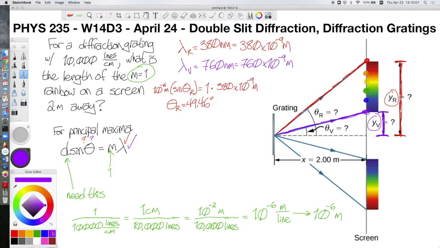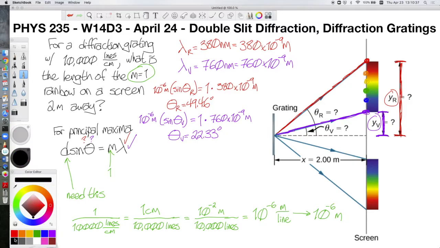Then we can do something similar for violet. D is still 10 to the negative 6. It's the same diffraction grating for both colors. We still have sine of theta, but it's a different theta because it's a different wavelength, equals M equals 1 times the wavelength of violet light, which is 760 times 10 to the negative 9th meters. So we can then solve for theta violet as 22.33 degrees.